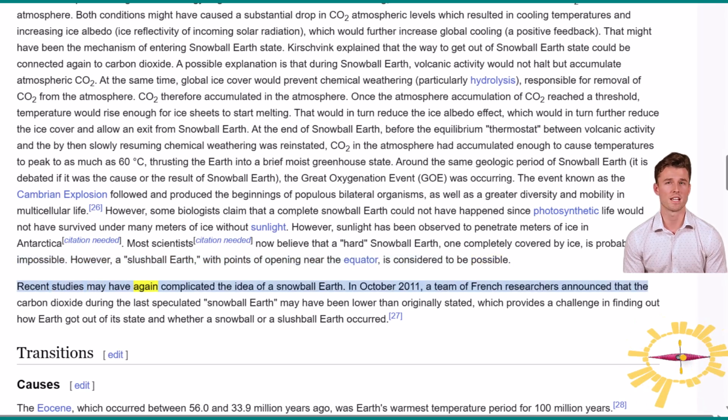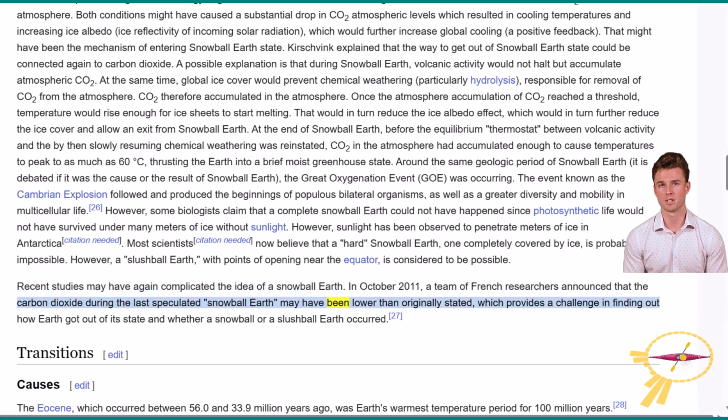Recent studies may have again complicated the idea of a snowball Earth. In October 2011, a team of French researchers announced that the carbon dioxide during the last speculated snowball Earth may have been lower than originally stated, which provides a challenge in finding out how Earth got out of its state and whether a snowball or a slushball Earth occurred.